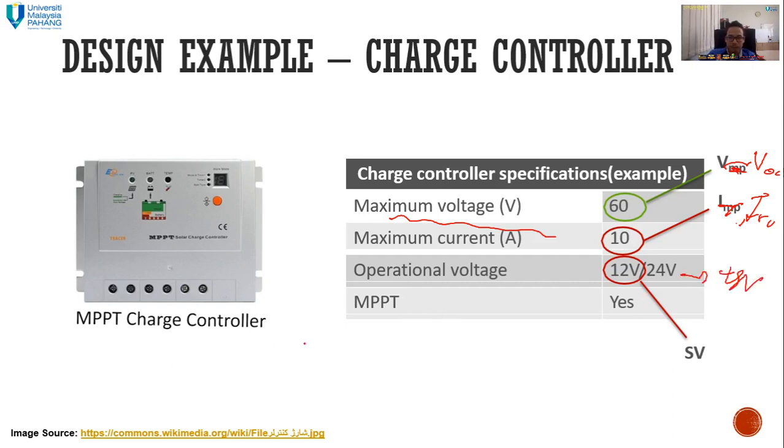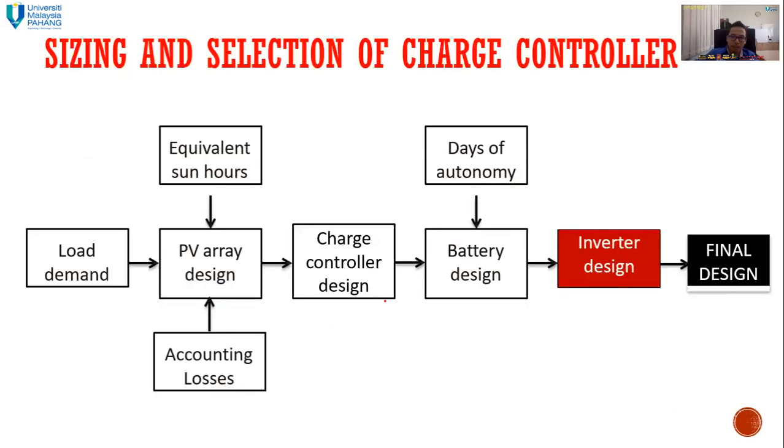So the MPPT, this is the MPPT charge controller. So of course, yes. But you still remember, we also have the what? Another one is PWM. Okay, not only MPPT but PWM also, right? So next, inverter design.